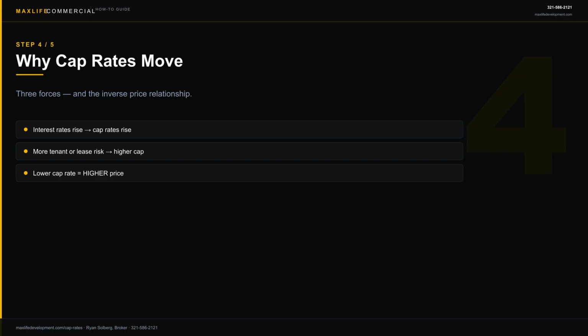And here is the part that trips everyone up. Price moves inverse to the cap rate. When cap rates fall, prices rise. When cap rates rise, prices fall. Same income, lower cap, higher price.